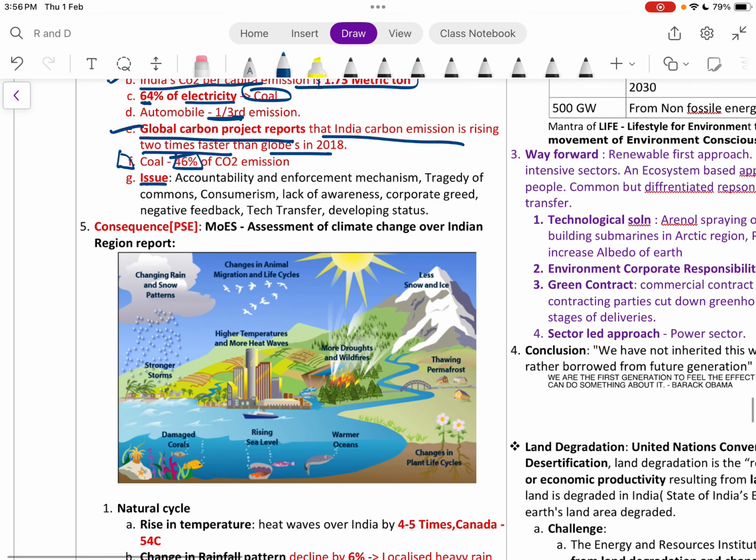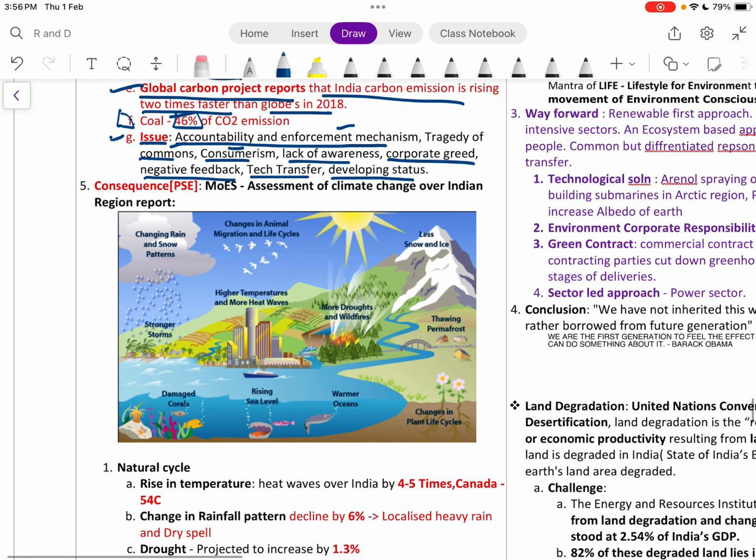What are the issues? The accountability and enforcement mechanism, tragedy of the commons, consumerism, lack of awareness, corporate greed, negative feedback, tech transfer, developing status, among others. Okay, what are the consequences?